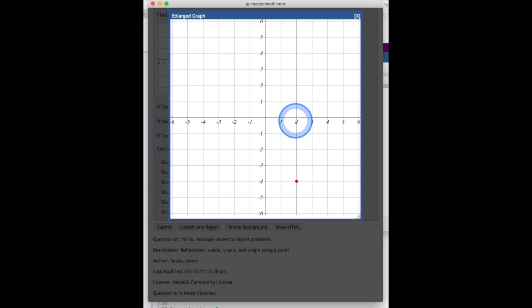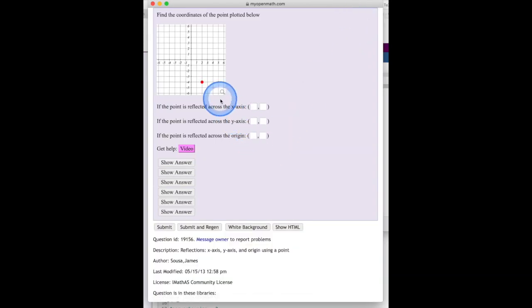Well, if I count directly how many units vertically from the x-axis, I get 1, 2, 3, 4 units down. Therefore, if I go to the x-axis and go 4 units up at the same x-coordinate, so 1, 2, 3, 4, the point would be at 2, 4. So let me go ahead and plot that first one.